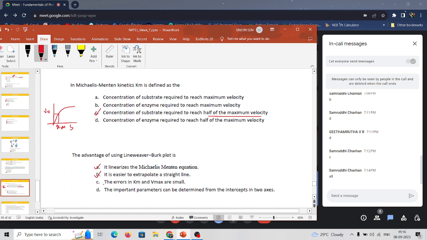The next two options say the errors in Km and Vmax are small. The Lineweaver-Burk plot gives us no information about the error in the values of Km and Vmax. We only know whether it increases or decreases. But whether we can consider that as an error, or whether that is accurate and precise, we get no such information. So as of now, we cannot tell whether the error in Km or Vmax is small or large. And from the intercepts, we get two important parameters, Vmax and Km. So A, B, D is only correct. C is the incorrect option over here.